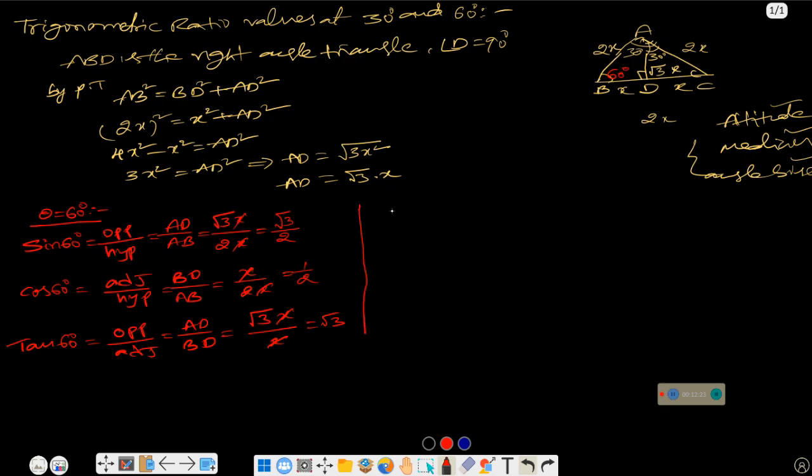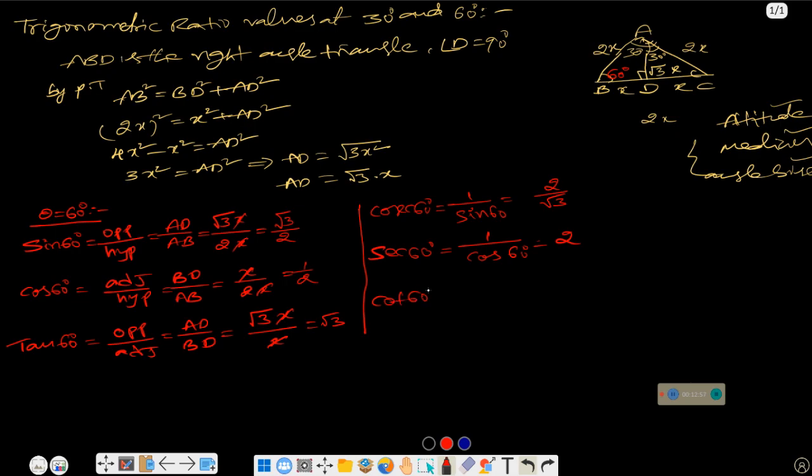Now find out the reciprocal ratios. So now we want cosecant 60. Cosecant is the reciprocal of sine. That means we can write it as 1 by sine 60. Sine 60 value is root 3 by 2. Do the reciprocal, and we get 2 by root 3. Okay. Next, secant 60. Secant is the reciprocal of cos. That means 1 by cos 60. Cos 60 value is 1 by 2. Do the reciprocal, how much do you get? 2 by 1, which means 2.